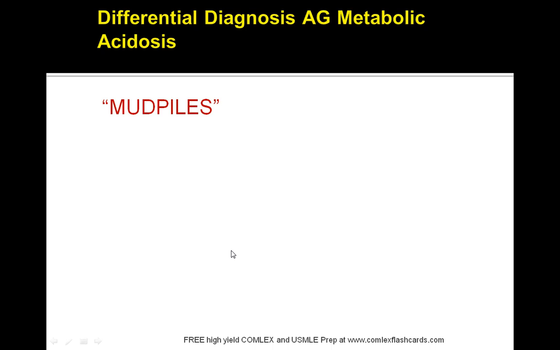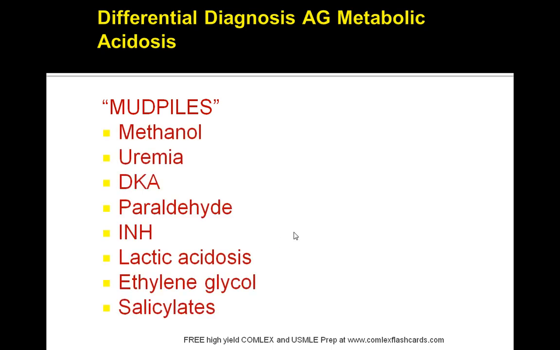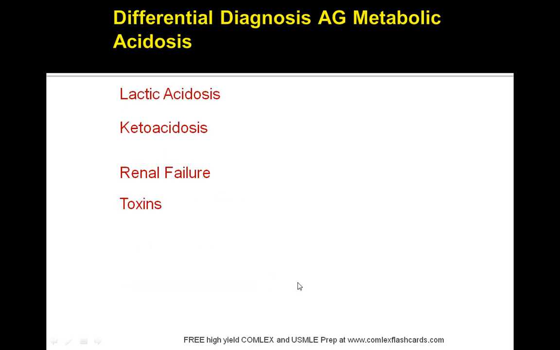The differential diagnosis for metabolic acidosis can be easily remembered by knowing this mnemonic, MUDPILES. Here you have methanol, uremia, diabetic ketoacidosis, paraldehyde, INH, lactic acidosis, ethylene glycol, and salicylates as some of the causes of anion gap metabolic acidosis.